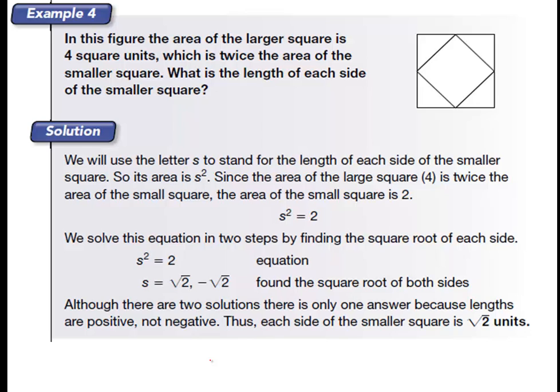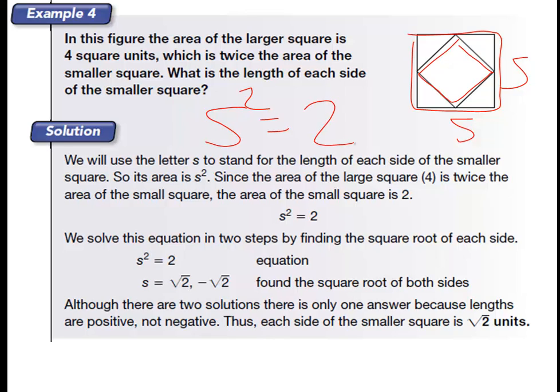Okay, so now let's look at a story problem. Makes it a little bit more complicated. In this example, it says that the area in this figure is a large square that is 4 square units. So the great big box out here is 4 square units, and it's twice the size of the smaller box, which is going to be 2 square units. So when we write our problem, we know that S times S will give us our area. It says what's the length of each side of the smaller square. So we'll use the letter S to stand for the length of each side of the smaller square.